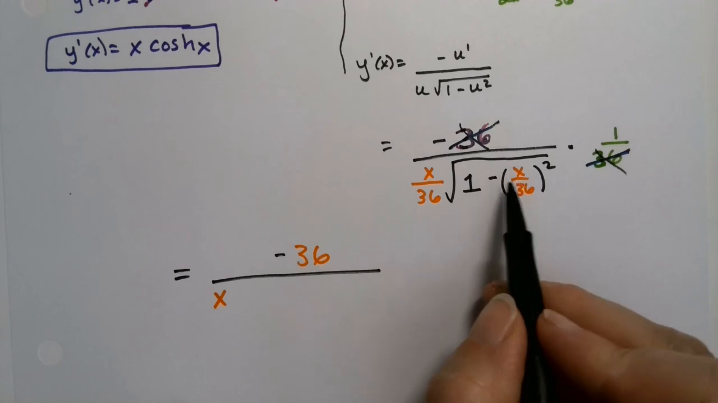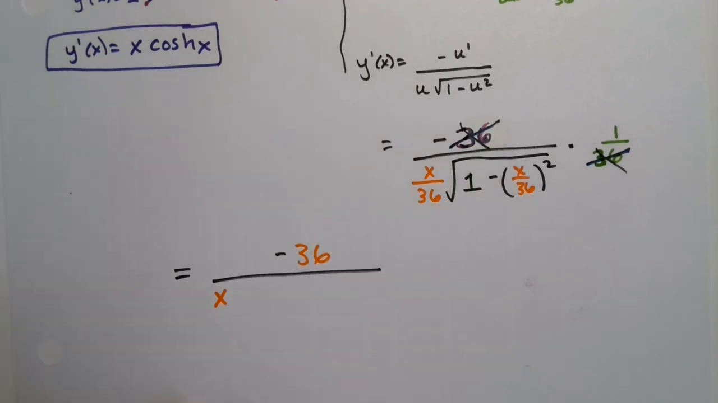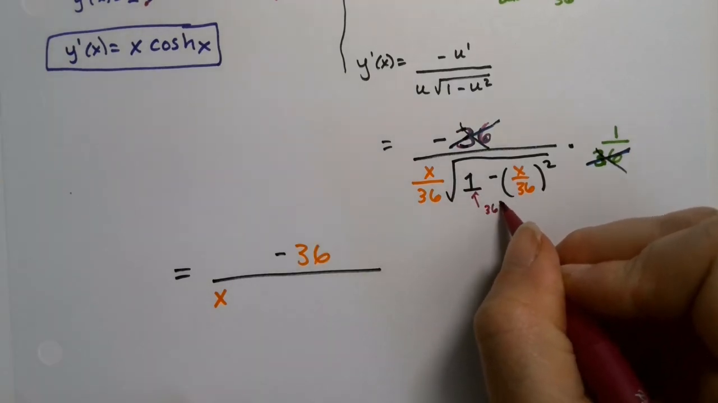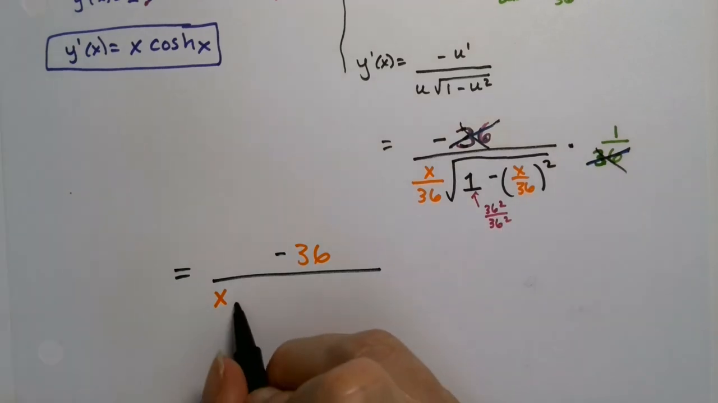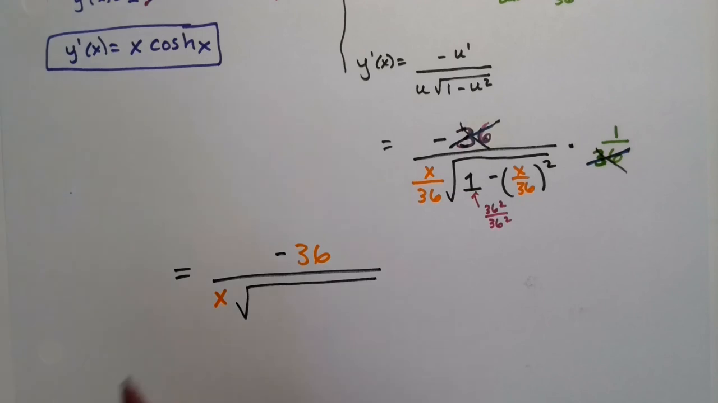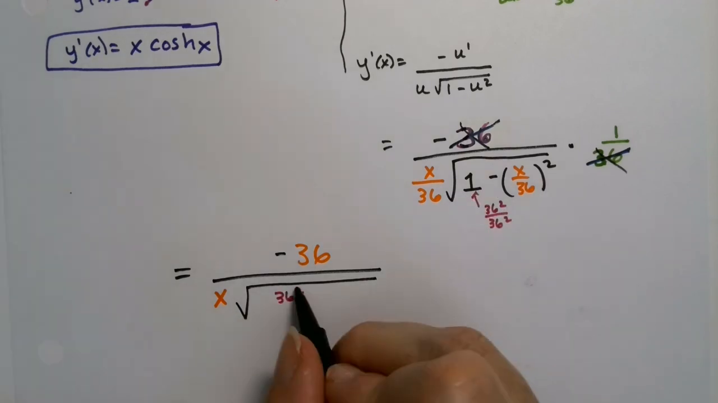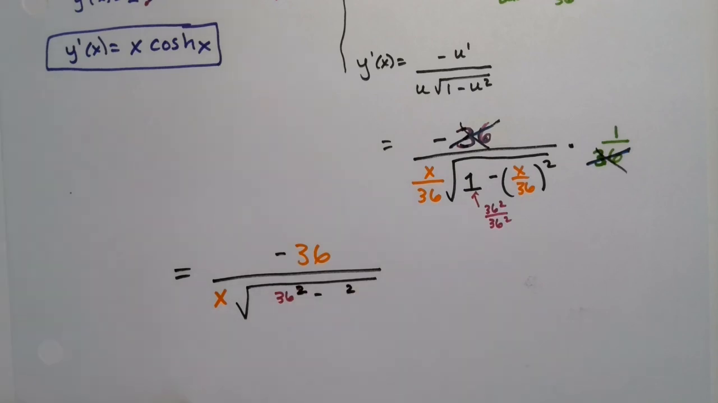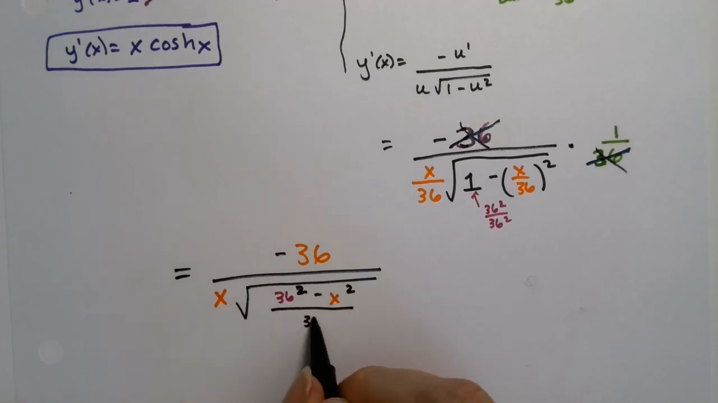And then let's think about this. I want to combine like terms. So I'm going to rewrite that 1 in a very smart way. I'm going to make it 36 over 36. Here, I'm going to make it 36 squared over 36 squared. That way they'll have the same denominator. So this will be x times the square root of, and then it's 36 squared minus x squared all over 36 squared, because I made them have the same denominator.